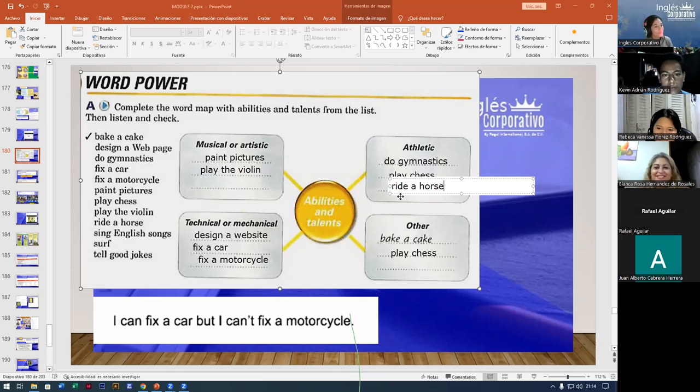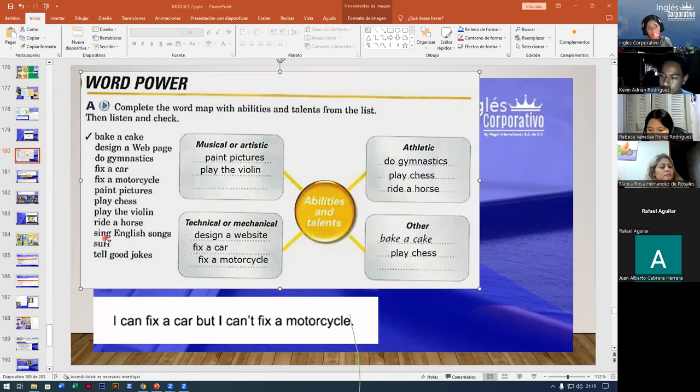The next one, Juan Alberto. Sing English songs. Repeat, please. Oh, yes, sure. Sing English songs. What is the category? Is it musical or artistic, technical or mechanic, athletic or other? Juan? Maybe he has problems with the connection. Juan, can you listen? Sing English songs. What is the category?